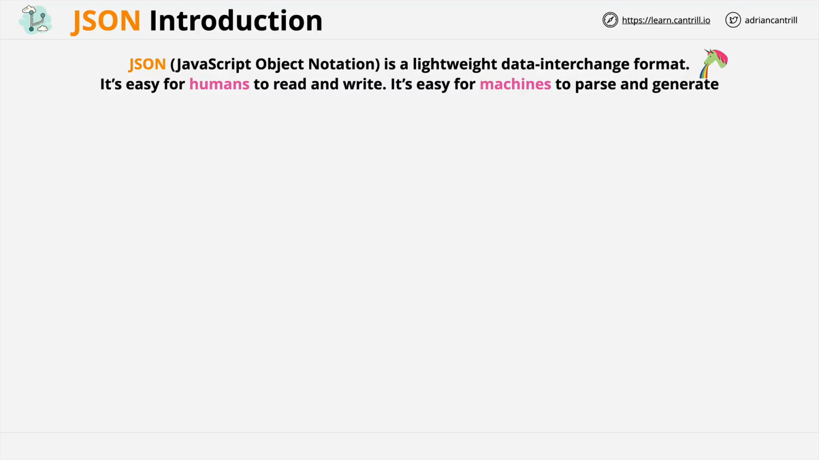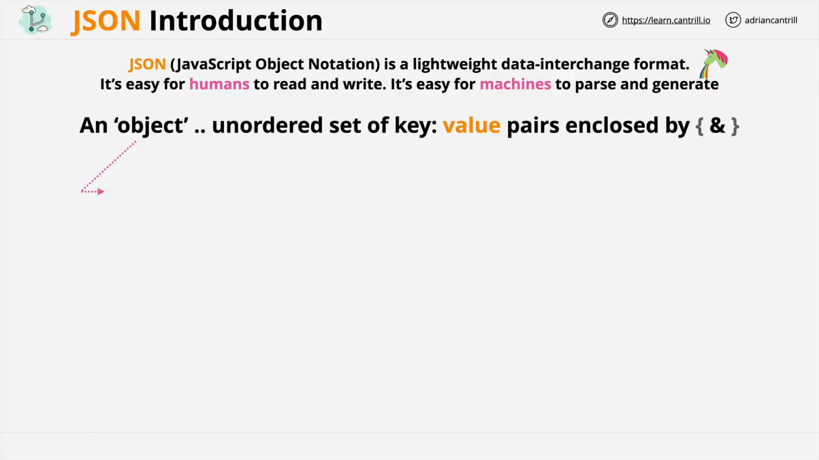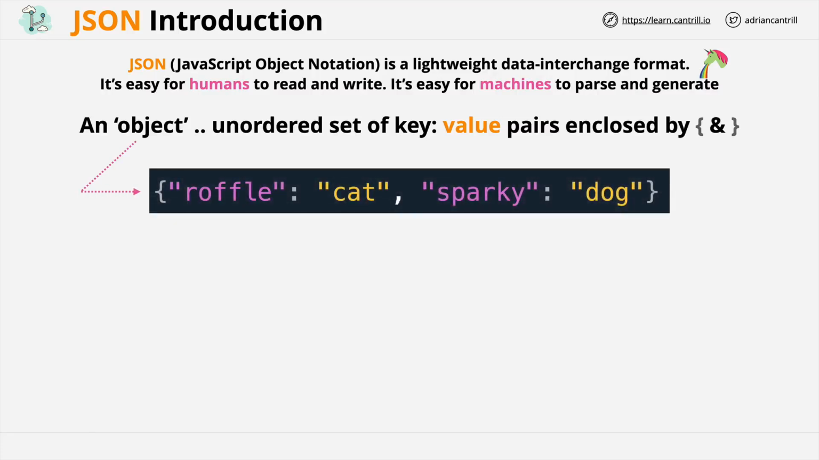Now there are two main elements that you need to understand if you want to be competent with JSON. First, an object or a JSON object, and this is an unordered set of key value pairs enclosed by curly brackets. Now from when you watched the YAML video, you should recognize this as a dictionary. It's the same thing, but in JSON it's called an object.